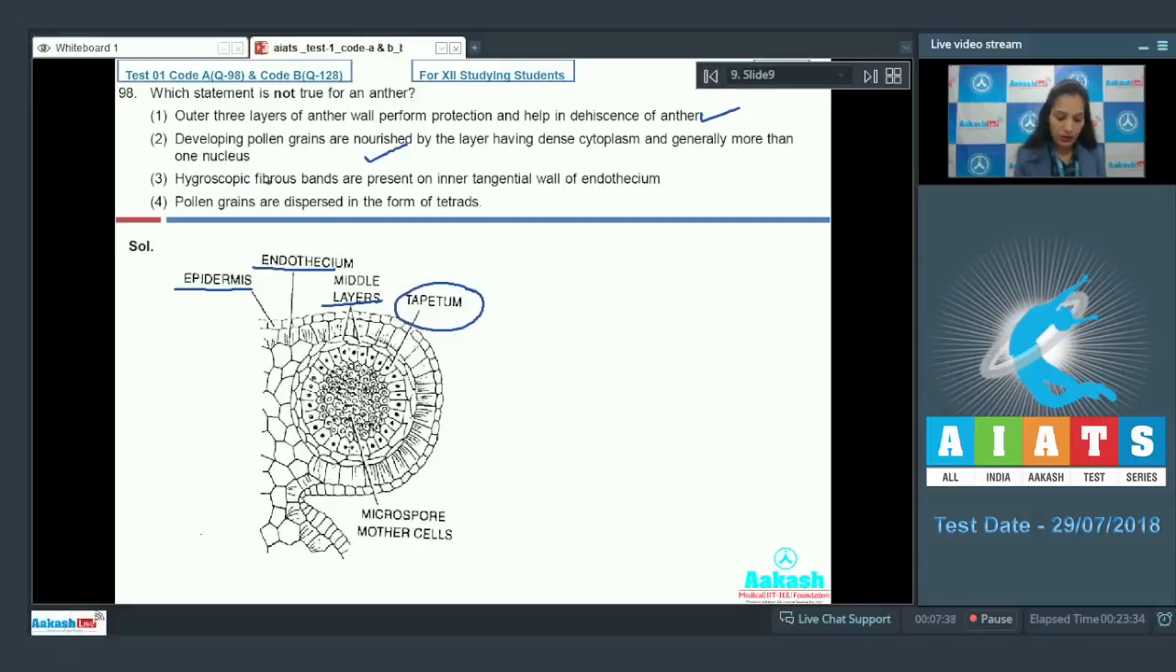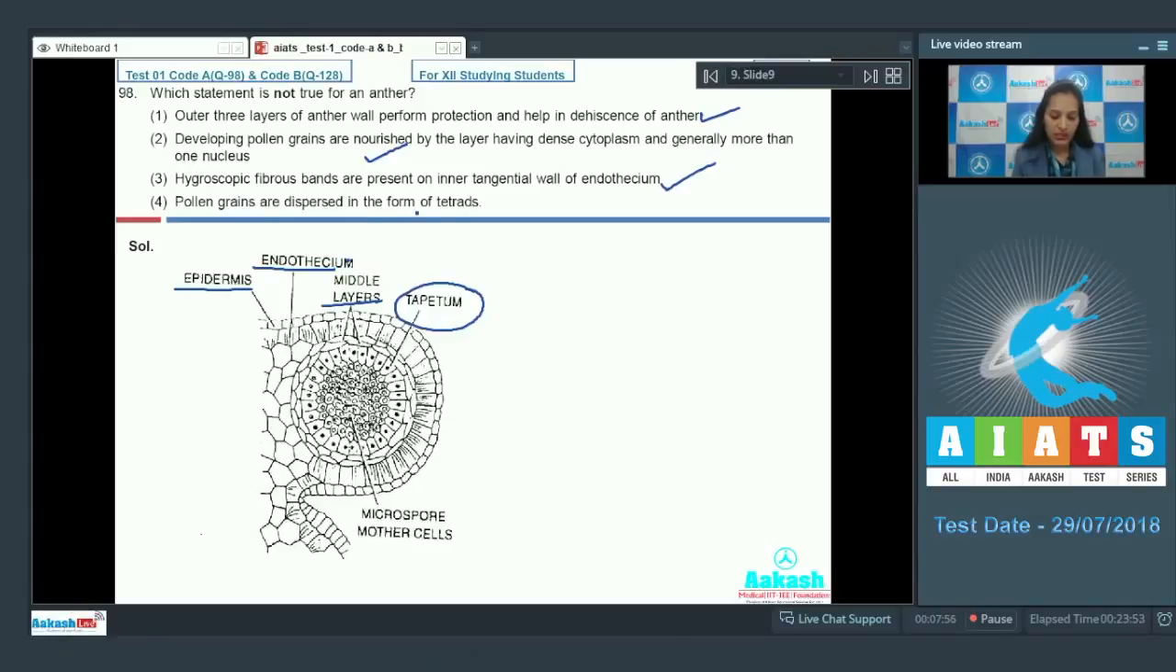Statement 3. Hygroscopic fibrous bands are present on inner tangential wall of the endothecium. It is also the correct statement. This layer, endothecium, has hygroscopic fibrous bands which absorb water and then they help in dehiscence of anther. So it is also the correct statement.